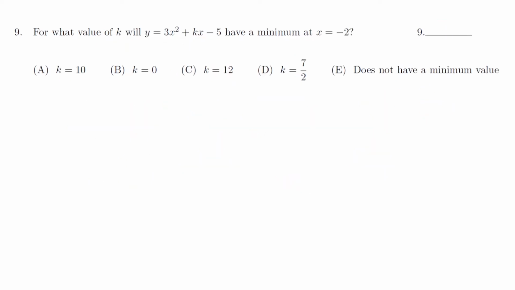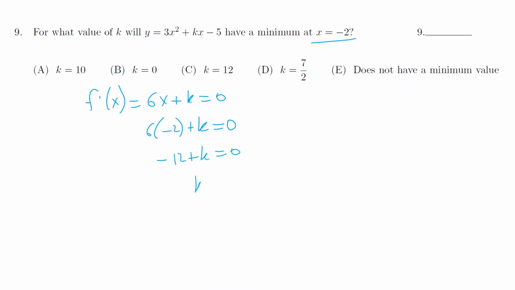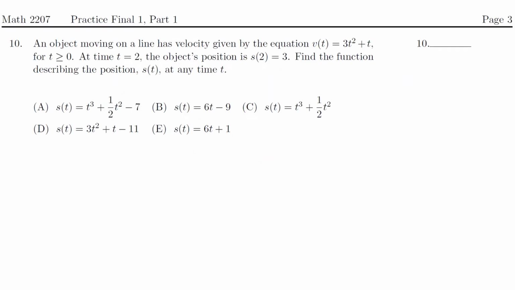Moving on. For what value of k does this function have a minimum at x equal to -2? Minimum means the first derivative. So f prime of x is equal to 6x plus k. And that's supposed to equal 0 at x equal to -2. So 6 times -2. If you don't know what to do on the test, just take the first derivative. Chances are it's going to be the right answer or the right direction. So k is equal to 12. Boom. C.